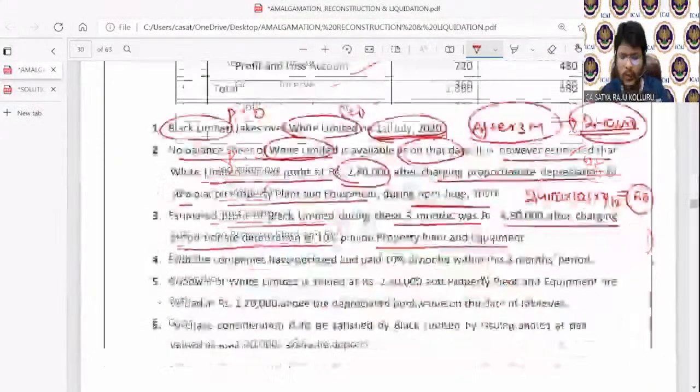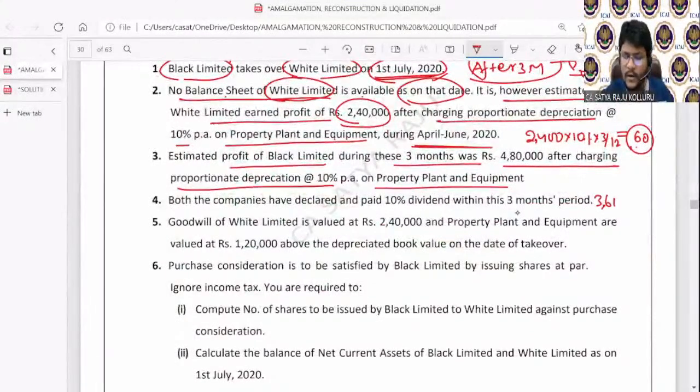3,600 is the book value, right? So 3,600 into 10% into 3 by 12. How much? 360 into 3 by 12, guys, which is 90,000. Concentrate. After charging depreciation, the profit is 4,80,000, so before charging depreciation the profit would be 4,80,000 plus 90,000, which is 5,70,000. Just for information, I'm telling.